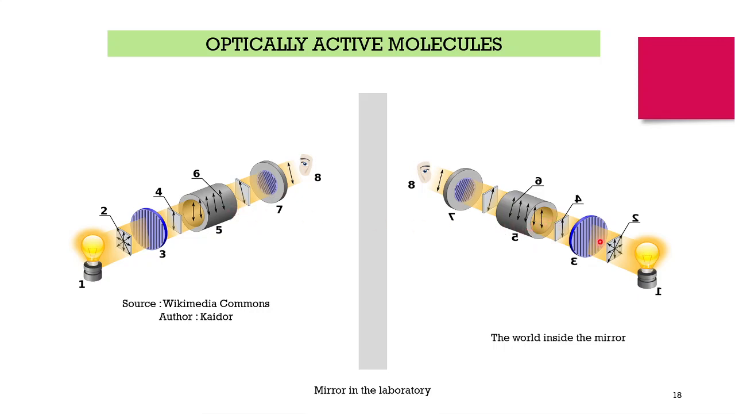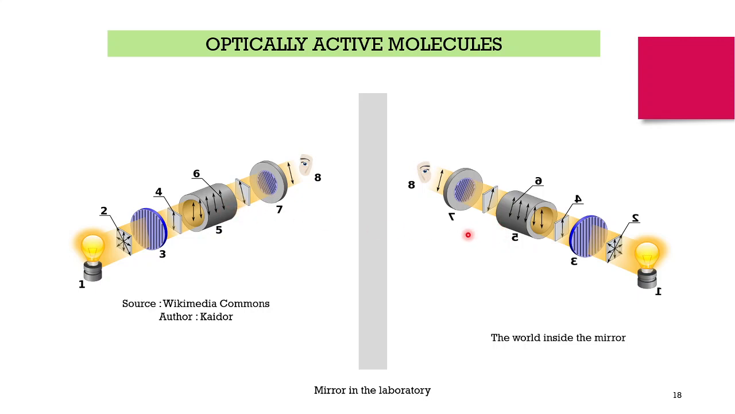Inside the mirror, the same experiment is happening: the light is plane polarized, and then the light is rotated in the opposite sense compared to what was happening in the laboratory. Here the rotation was anti-clockwise, and there the rotation is clockwise, right? What is the difference between these two experiments?